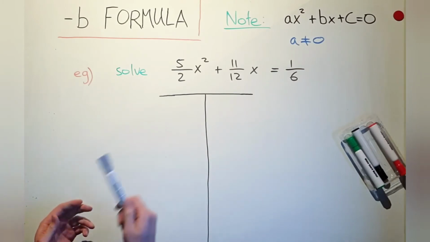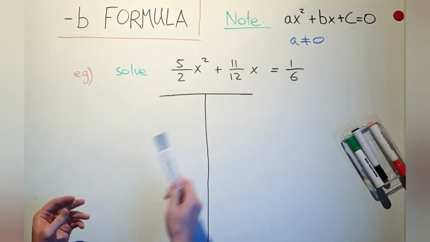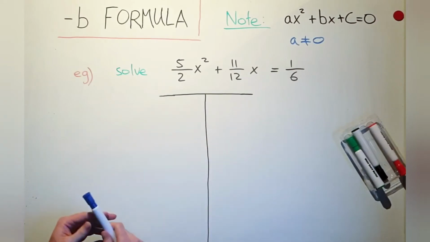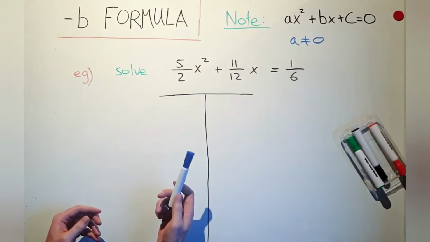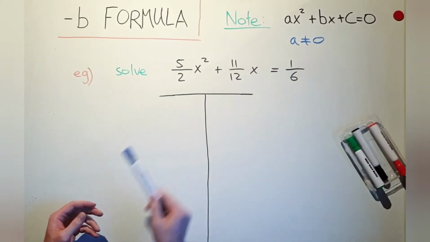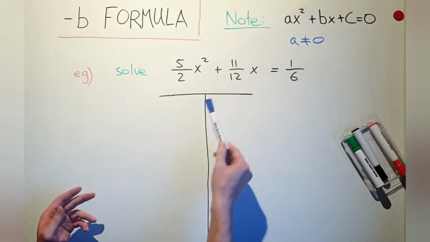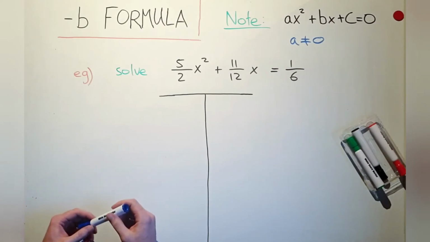So the quadratic we're using is 5 over 2 x squared plus 11 over 12 x equals 1 over 6. In the top right hand corner I have the general form for a quadratic, ax squared plus bx plus c equals 0. This might not look exactly like that, but you'll see how we'll draw the connection between the two in order to use the minus b formula.